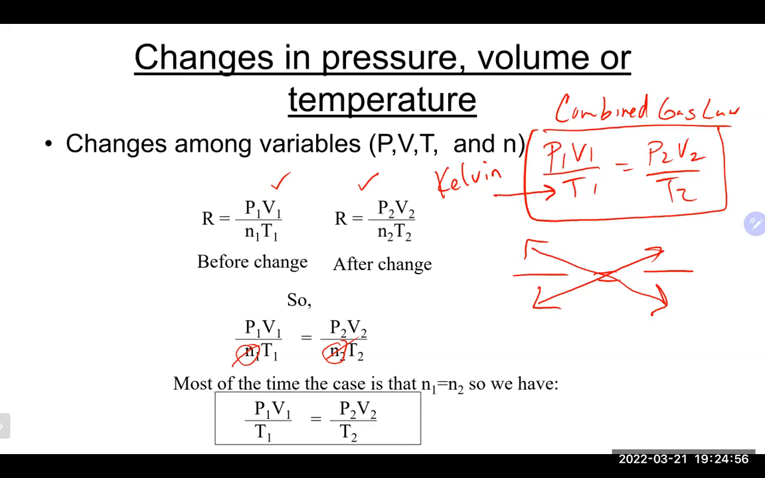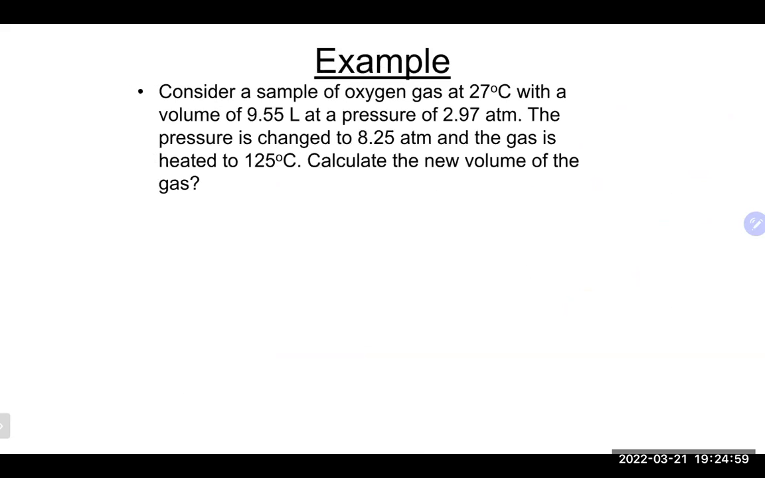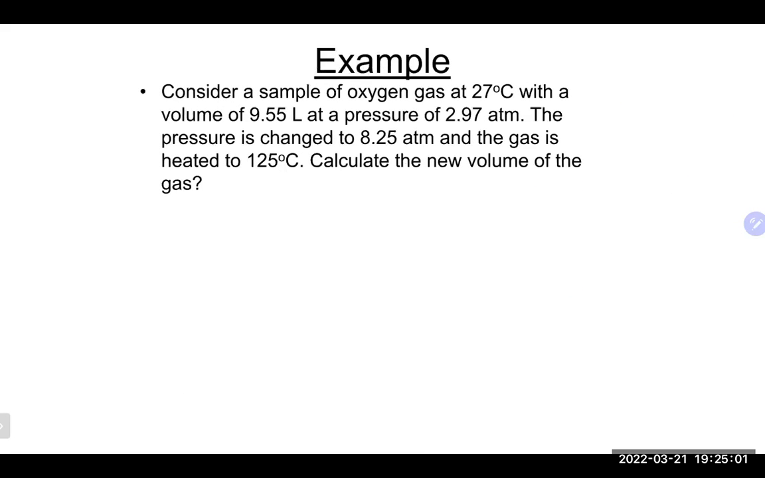So why don't we try one here and see how our rearranging, all that good stuff works. Consider a sample of oxygen gas at 27 degrees Celsius with a volume of 9.55 liters at a pressure of 2.97 atmospheres. If we change the pressure to 8.25 and we heat it to 125, what would be the new volume? So take a few minutes, see what you come up with.